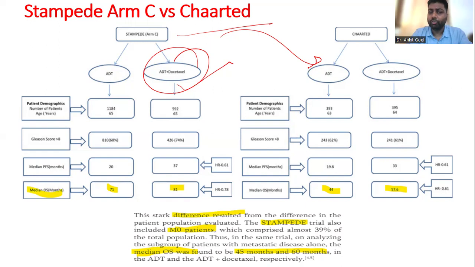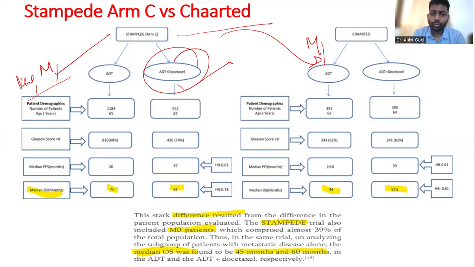The difference is in the inclusion criteria itself. The STAMPEDE trial included M0, M1, and also recurrent diseases. CHAARTED only included M1, and they divided it into low volume and high volume disease. We are very much aware of those criteria of metastatic CA prostate, low volume and high volume. For high volume, preferably ADT with docetaxel.